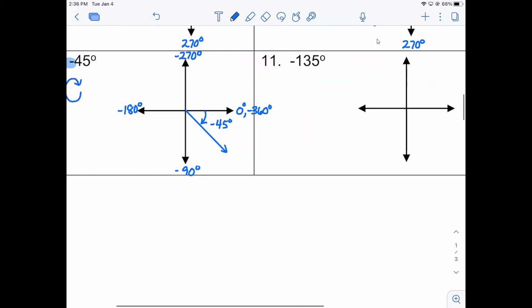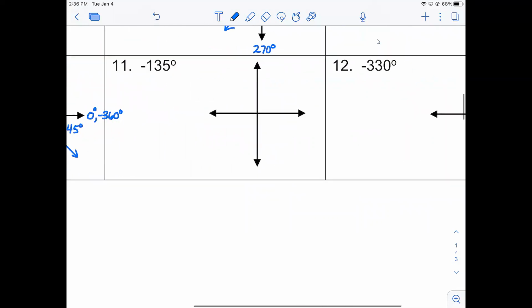Okay. Now, number 11 is also negative, so we're going the same direction we just did. So we're going to start with 0, and we're going to negative 90, negative 180, negative 270, and then back around to negative 360. Remember, we're still following that clockwise rotation because it's a negative angle.